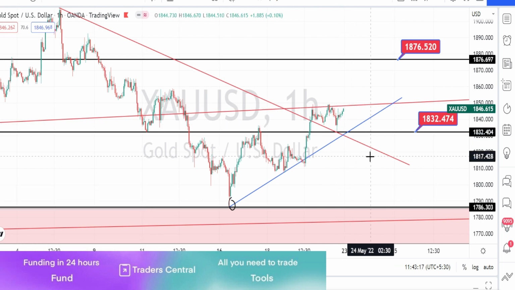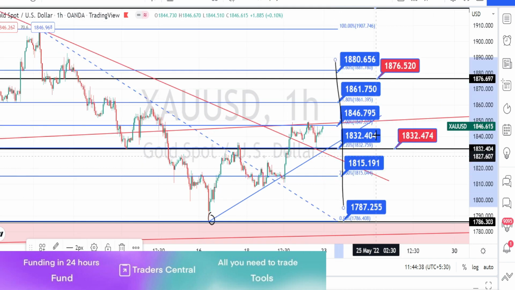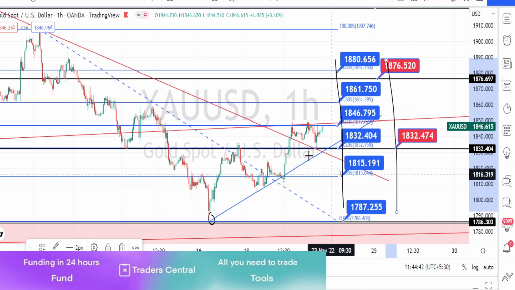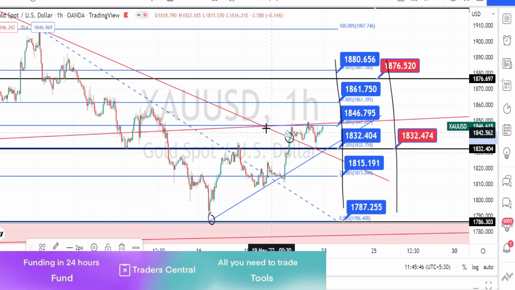Let us mark the support and resistance levels. So the values in blue color boxes are the resistance and support levels for the hourly time frame. Even though the price action has given a breakout from this resistance line from the 4 hours time frame, the bullishness is still weak in gold.